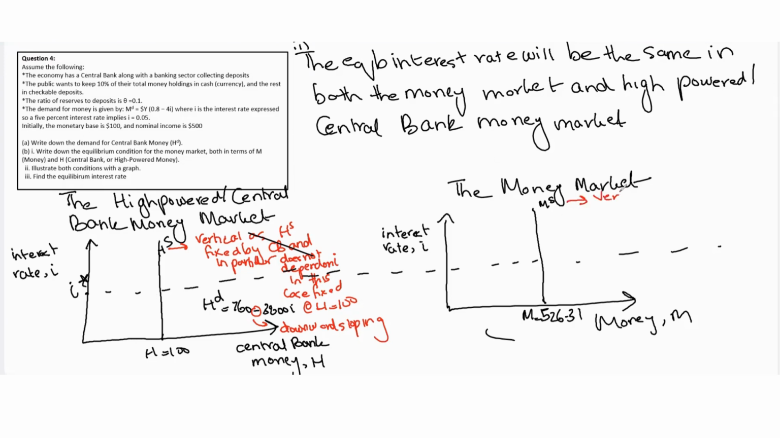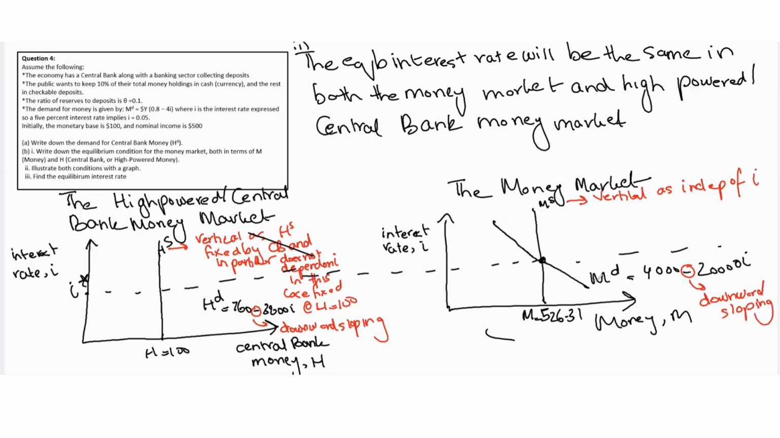The central bank does not fully control it, but it's still independent of I. What it depends upon is the banking system and the public, which are independent of I, right? And then we have the downward sloping money demand curve. So this is MD, and we found this also, which is 4,000 minus 20,000 I. Right, and we know the money demand curve is downward sloping. And we already established this in one of the questions already, the negative relationship between money demand and interest rate response. Because remember, I represents interest rate response, right?